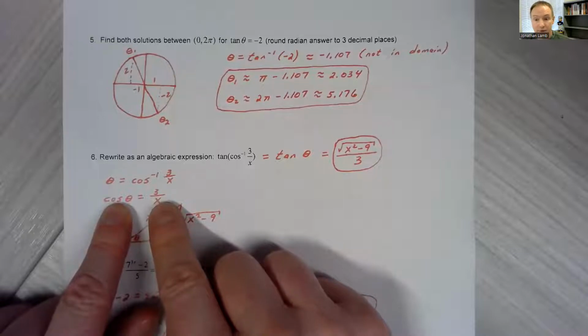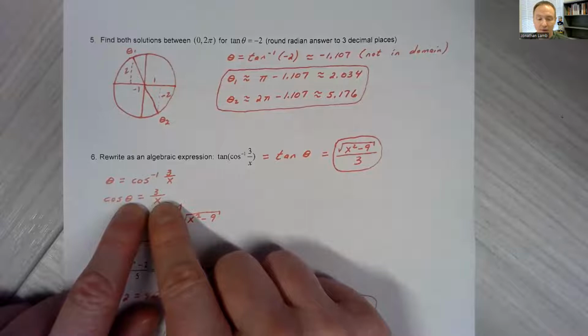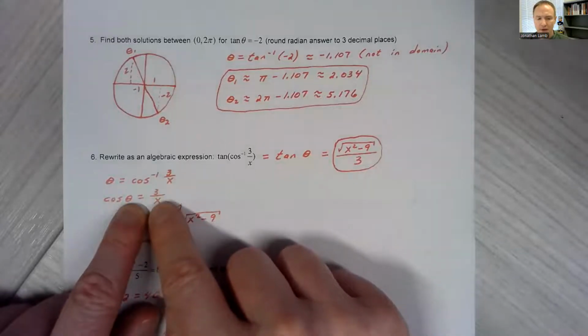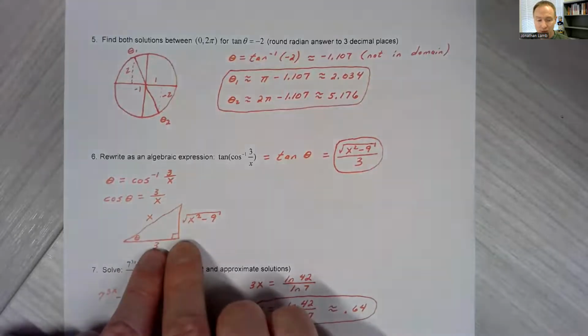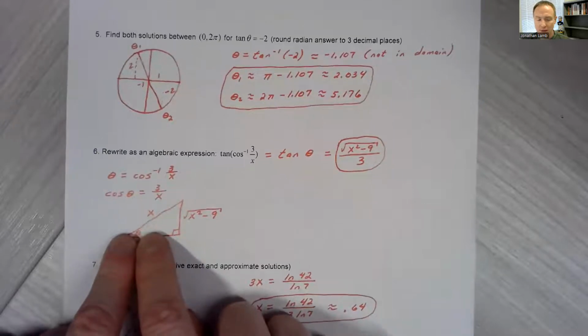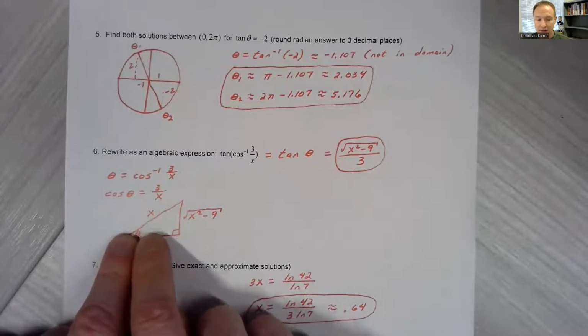Well, what do you know about the cosine function? Cosine tells you that the angle inside of a right triangle, in this case, is going to have the ratio of adjacent over hypotenuse. So I can draw a right trig triangle and say, all right, here's my right triangle. Here's my theta.